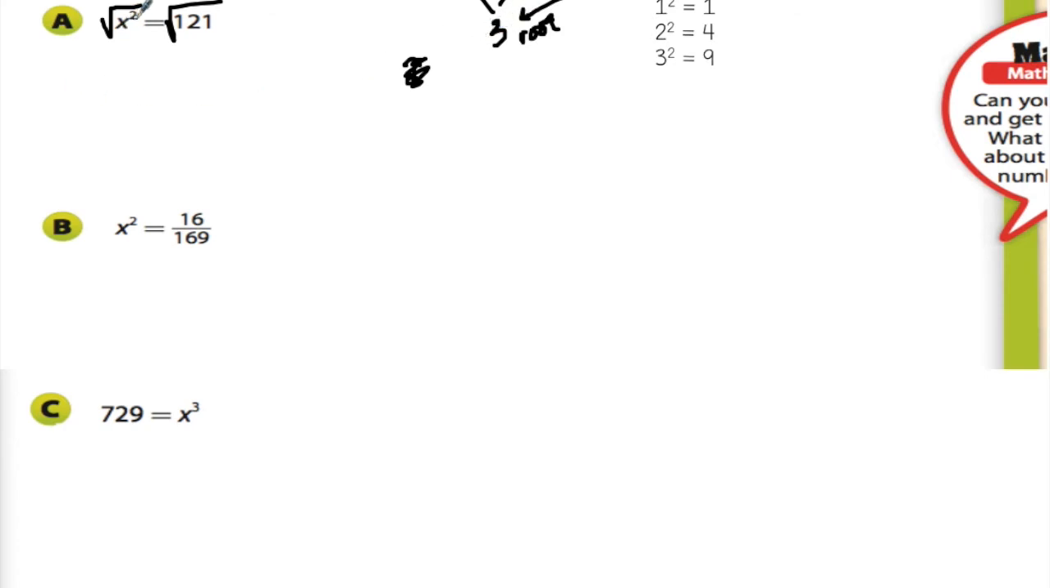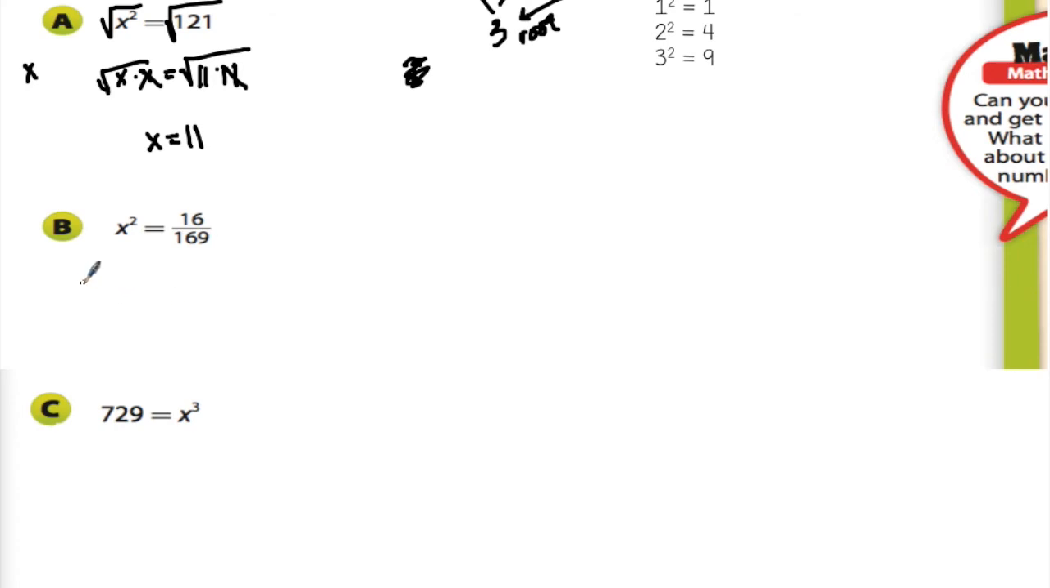So the square root of x squared is going to be x, because basically what it's saying is I have x times x, and here, what times itself gives me 121? Well, I know 11 times 11 gives me 121. So this square root sign basically takes one of each of those away and tells me then that x has to be equal to 11.